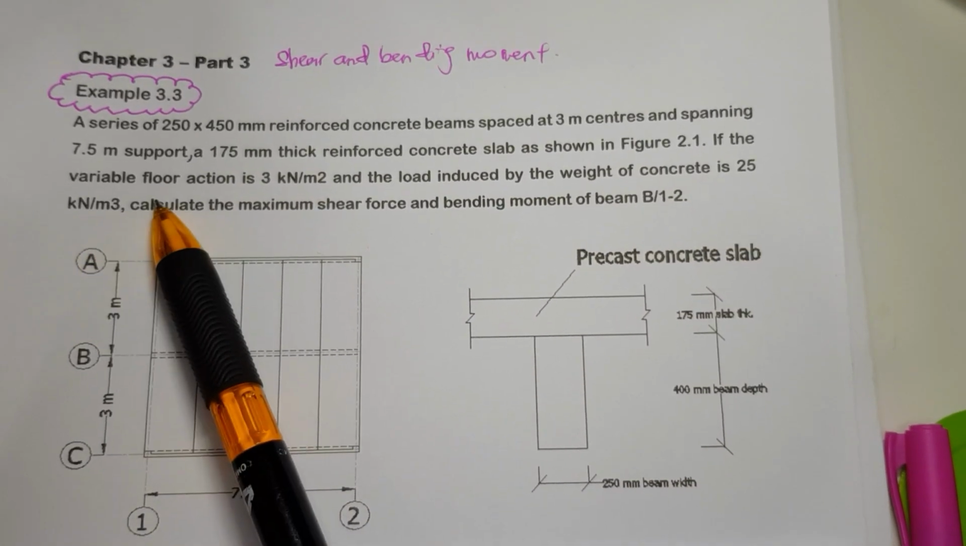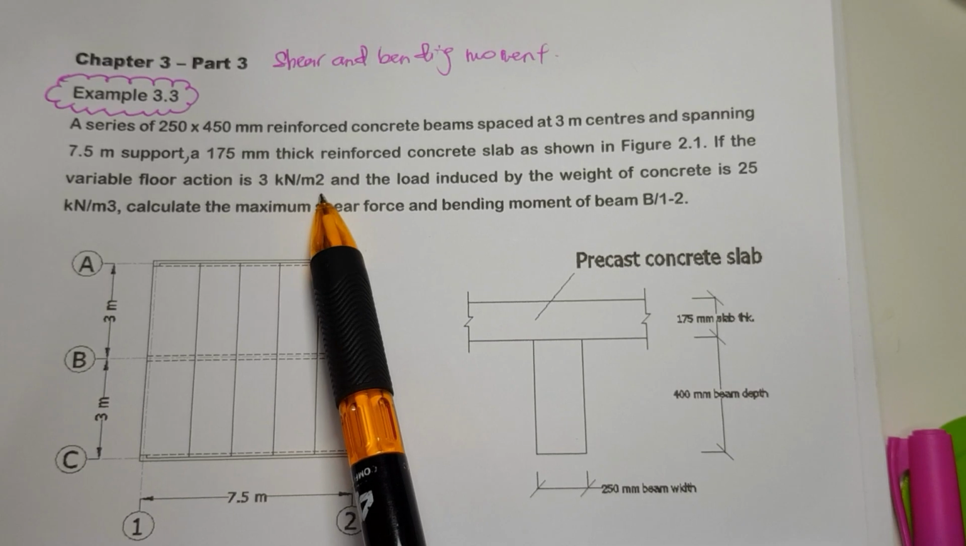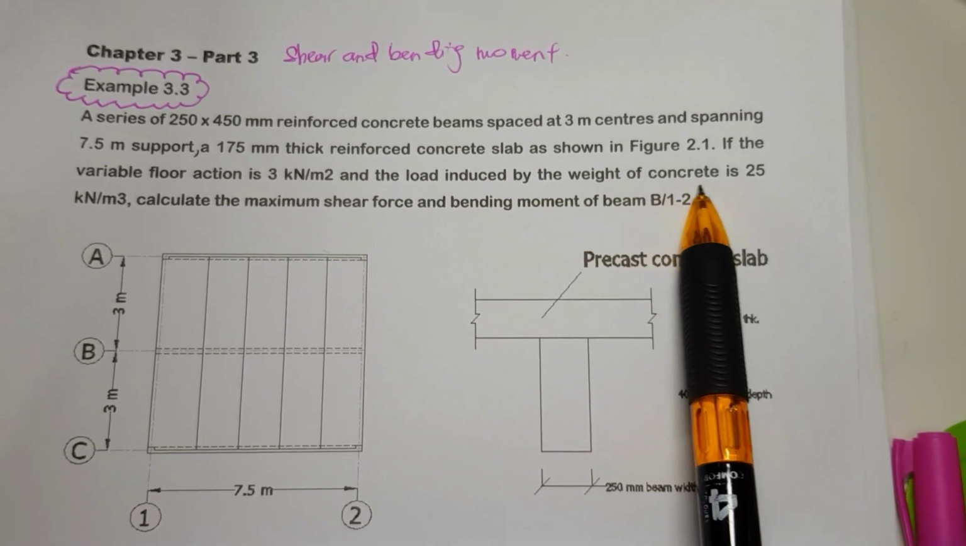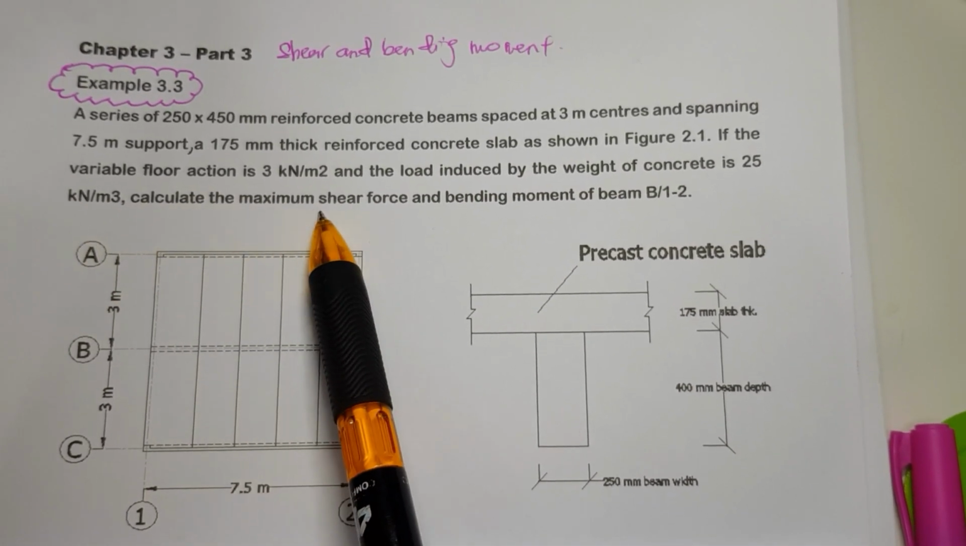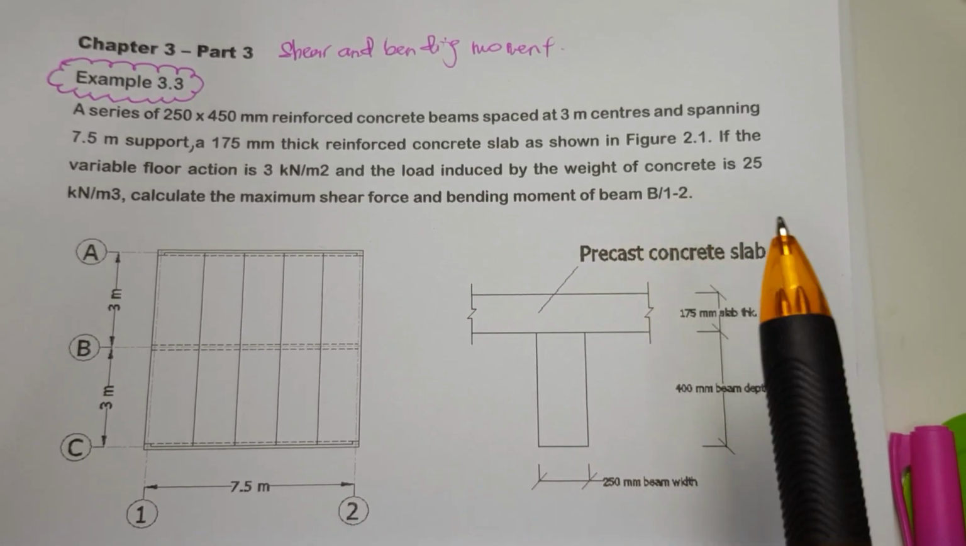If the variable floor QK is 3 kN per meter square and the load induced by the weight of concrete is 25 kN per meter cube, calculate the maximum shear force and bending moment of beam B12.